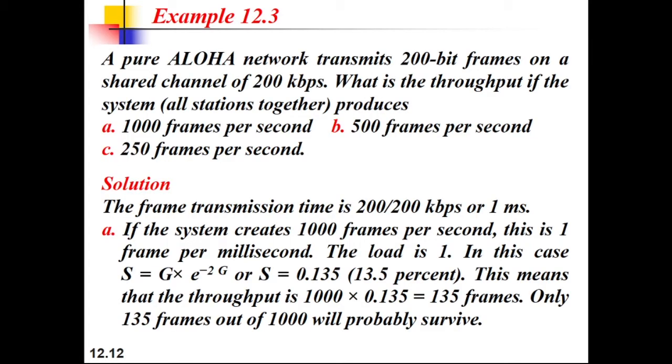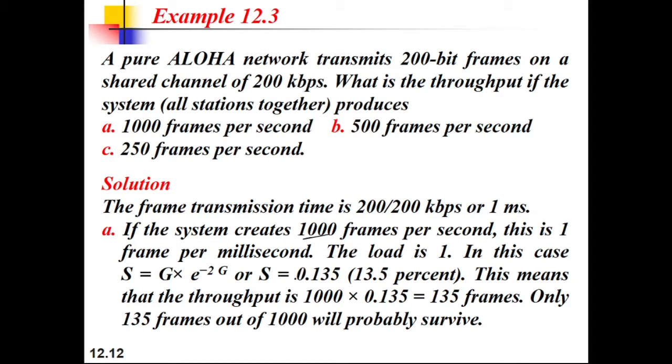So a pure ALOHA, this is an example. A pure ALOHA network transmits 200 bits frames on a shared channel of 200 kbps. What is the throughput if the system produces 1000 frames per second, 500 frames per second and 250 frames per second? Okay, so the frame transmission time is 200 by 200 kbps or 1 ms, and if the system creates 1000 frames per second, this is 1 frame per millisecond. Okay, so the load is 1.